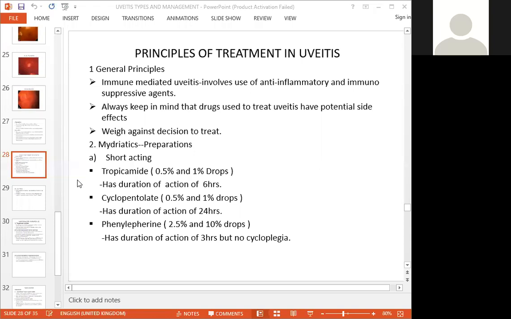Let's look now at the principles of treatment. General principles.